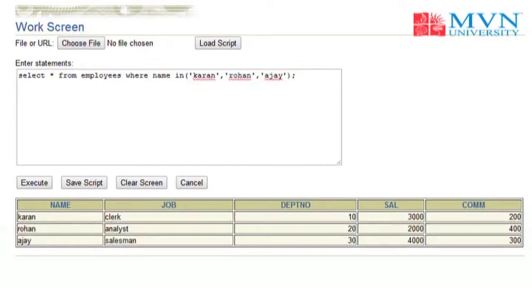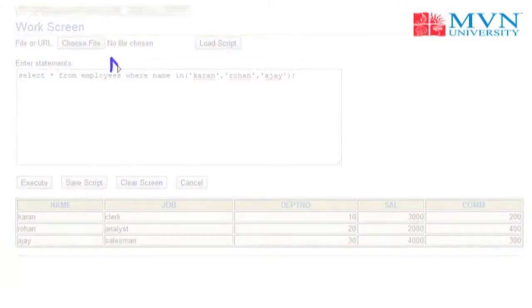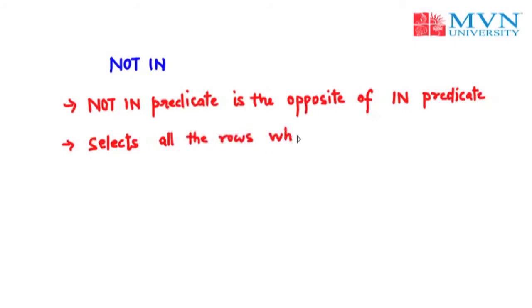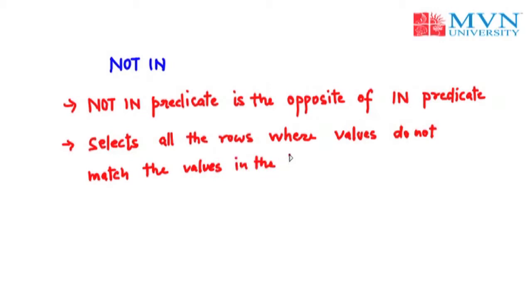Let us discuss the next operator, that is the NOT IN operator. The NOT IN predicate is the opposite of the IN predicate. This will select all the rows where values do not match the values in the list.